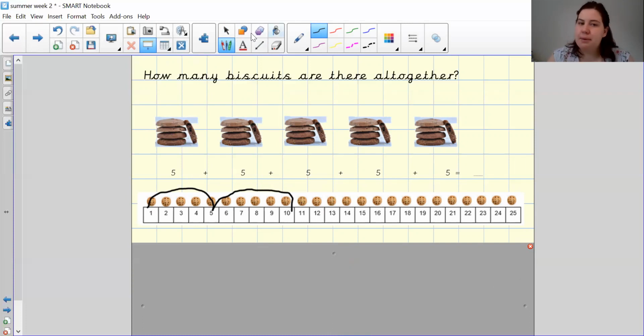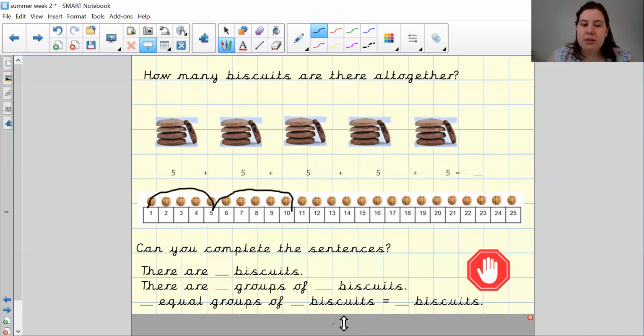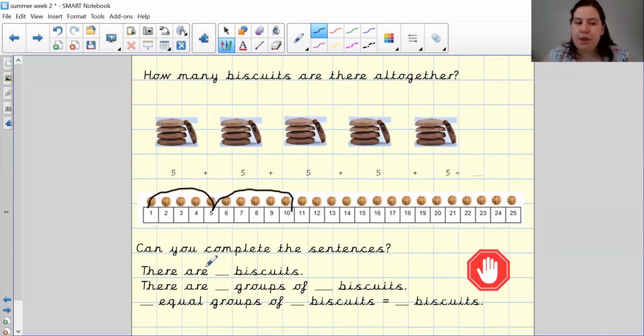And you can continue that number line at home, okay? And then finally, you are now going to have to stop the video because I would like you to complete this stem sentence. There are something biscuits. There are something groups of something biscuits. And something equal groups of something biscuits equals something biscuits.